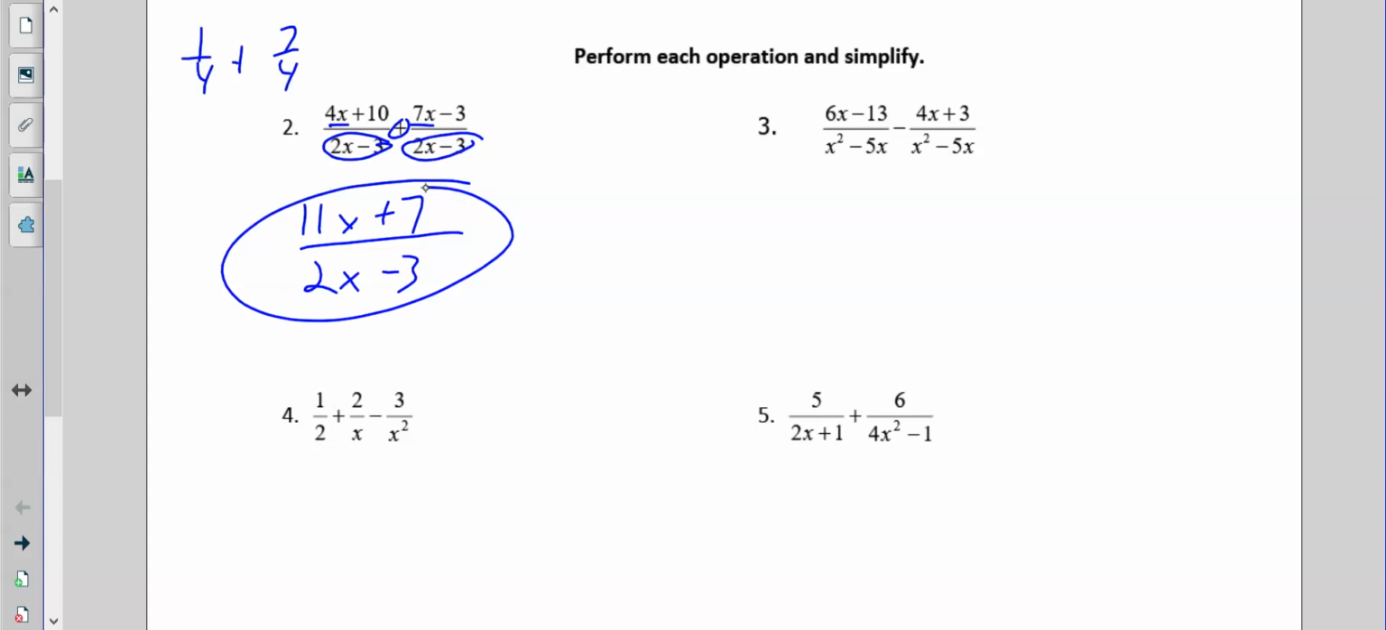Here, we have the same denominator. So we know it's going to be x squared minus 5x. Really not much to do here. But remember, this minus sign has to get distributed to both of these. So this becomes plus, that becomes minus and minus. So we have 6x minus 4x and negative 13 minus 3, which is negative 16.